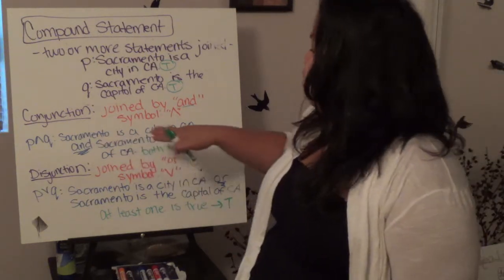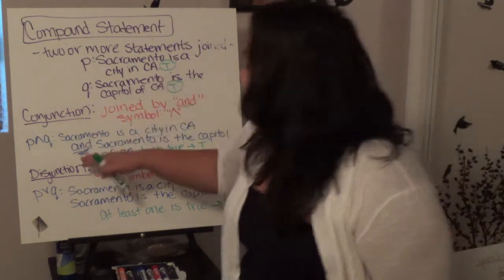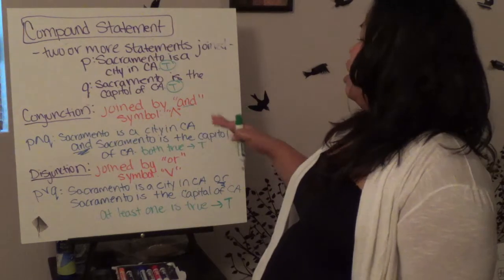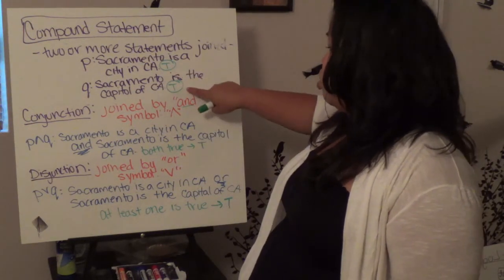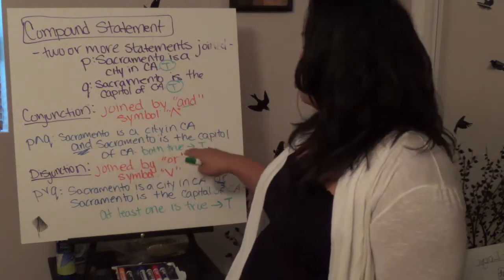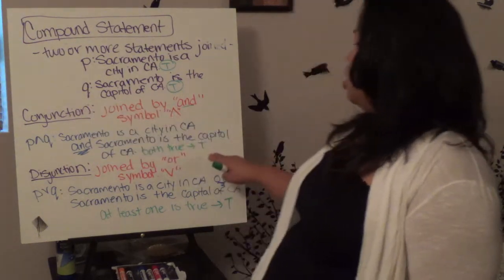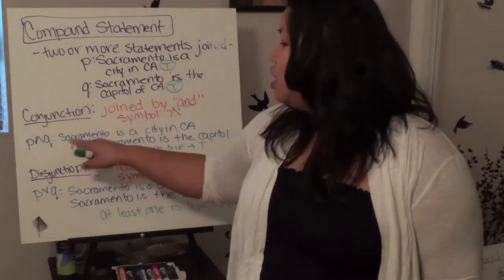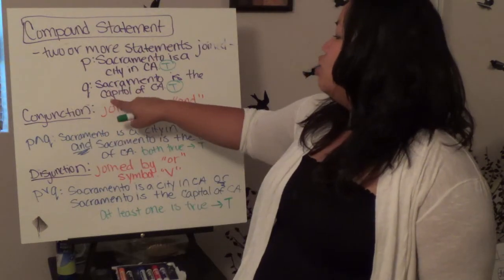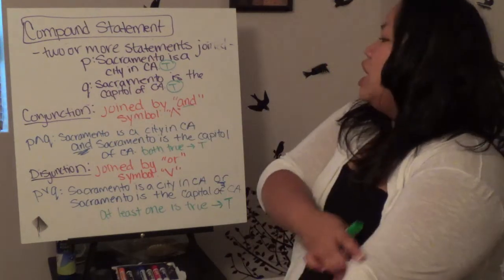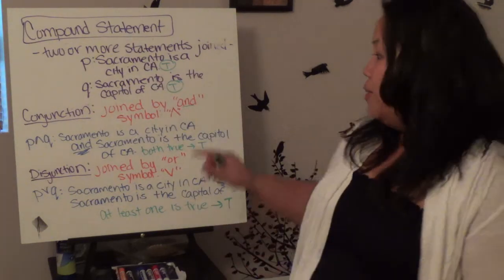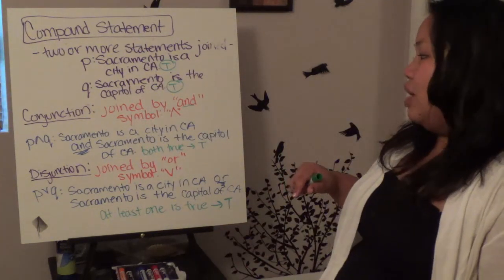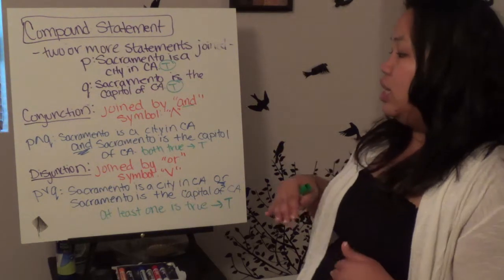So Sacramento is a city in California, and Sacramento is the capital of California. This is true, and this is also true. So because both are true, the conjunction is true. If only one of these statements, let's say this is not true, then this would be false. Because in a conjunction, when you say and, both statements have to be true when they're connected together.